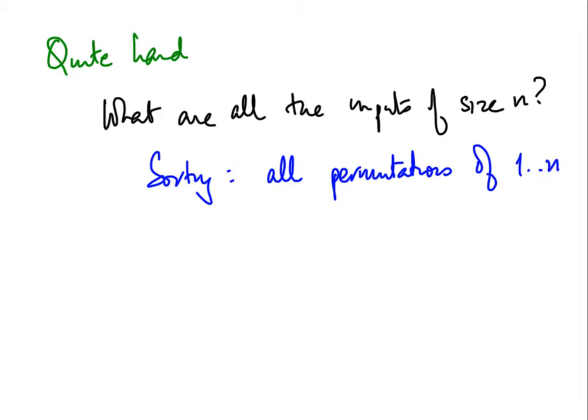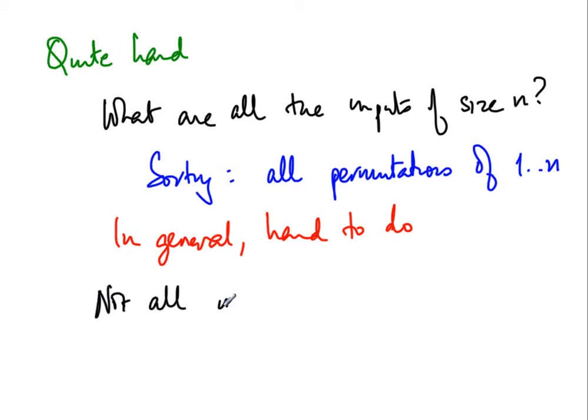But in general, this is hard to do. It's hard to even come up with a valid set of all possible inputs of size n. Remember, for instance, the problem that we had about the video game with the points on a plane. How do you enumerate all possible distributions of points in the plane? It's very hard to even come up with that number, and it's not in general something which is reasonable.